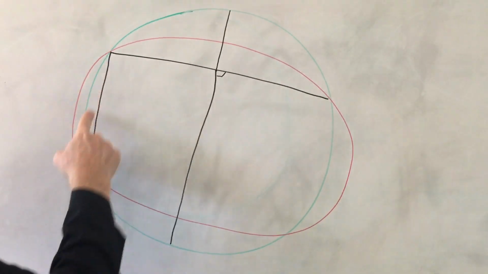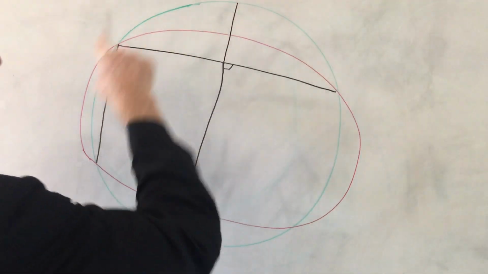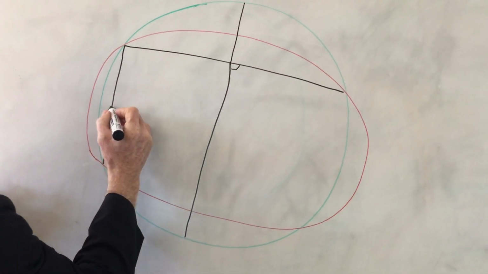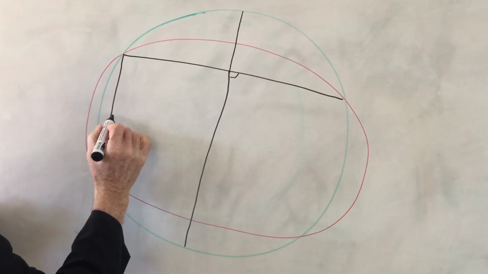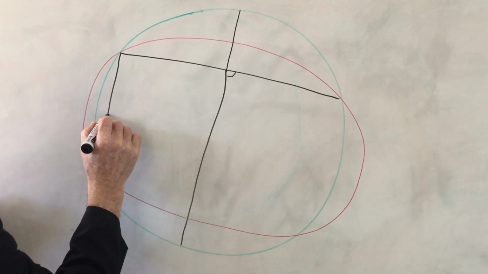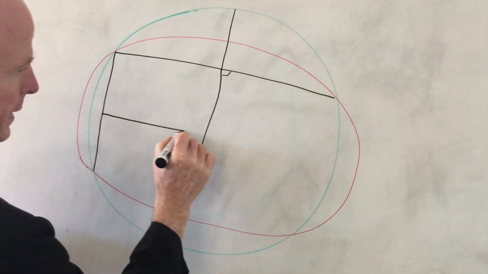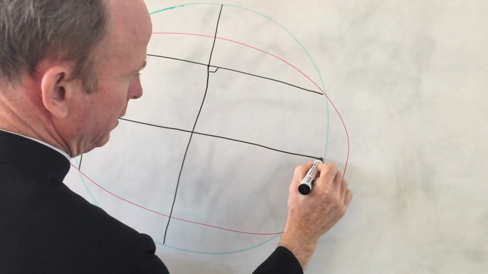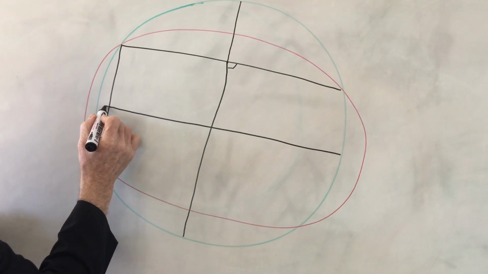Okay, let's do the same thing over here. This line within the green circle again. We're going to bisect it, and we're going to draw a line perpendicular from that point of bisection. We're going to draw a line perpendicular to that line all the way to the other side of the circle, the green circle in this case.